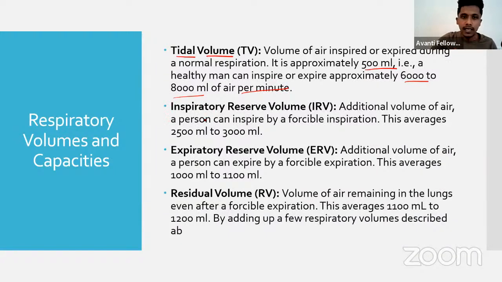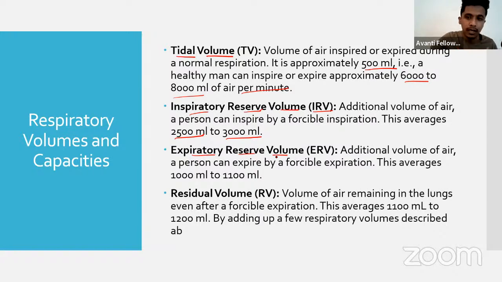And the next volume is inspiratory reserve volume, also called IRV. The name suggests that it is an inspiratory reserve, right? So what is inspiratory reserve volume? See, already we have inspired. Now what we will do is forced inspiration. Okay, we will try to inspire as much as possible by application of all the accessory muscles in our chest area. So this is called inspiratory reserve volume. Now, what would be the volume? This differs from one individual to another, but on average, this is around 2,500 ml to 3,000 ml. Okay.